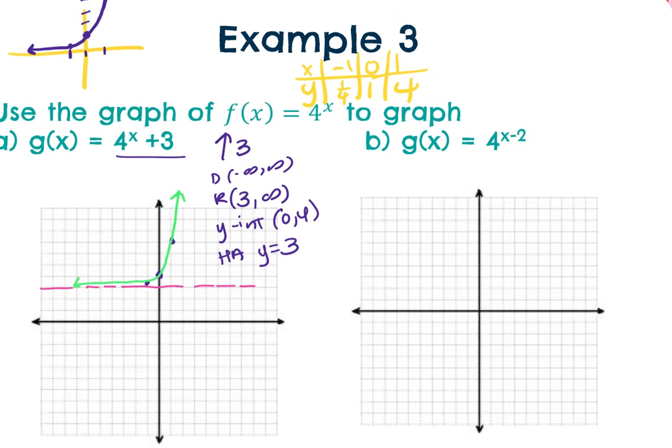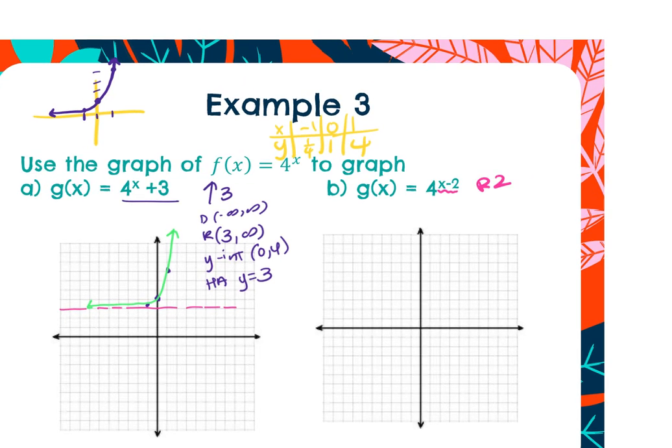All right, B says g of x equals 4 to the x minus 2. So what's happening in the x minus 2? What does that cause? Horizontal shift, good, right 2. So all my initial points go to the right 2. Negative 1, 1/4 goes to the right 2. Then 0, 1, it goes to the right 2. And then 1, 4 goes to the right 2.